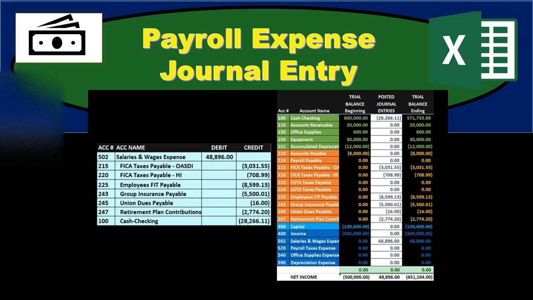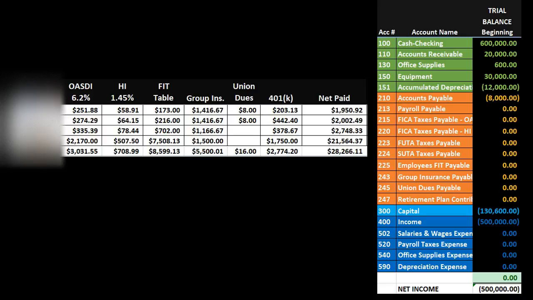In this presentation, we will take a look at the Payroll Expense Journal Entry. When looking at the Payroll Expense Journal Entry, we're going to pull this information from the Payroll Register. And the Payroll Register will show the regular pay for our employees. We have 4 employees, these representing the data for the 4 employees, totaling up to the total here for each of these columns, including the regular pay, the OASDI or Social Security, the HI or Medicare, the FIT or Federal Income Tax, the group insurance, the union dues, the 401k or retirement plan, and finally the net pay.